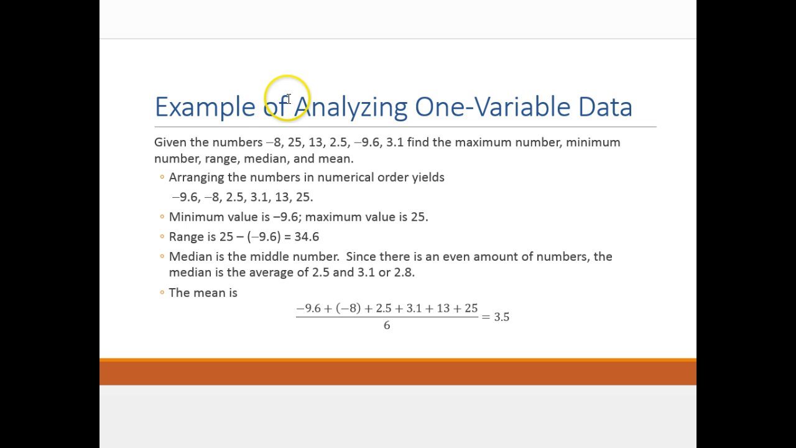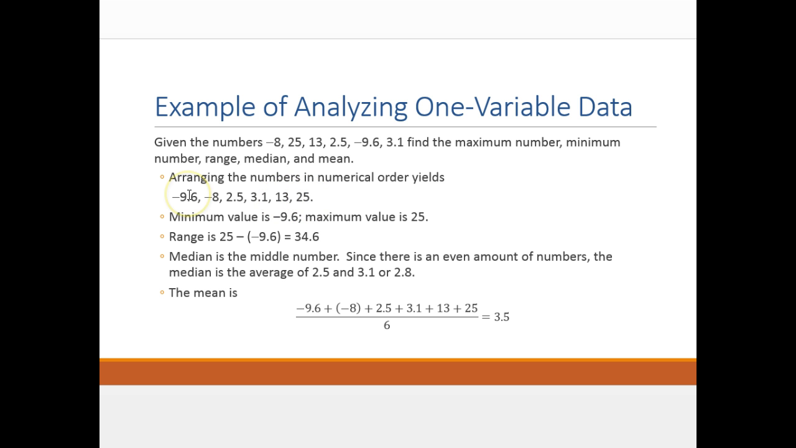We're given the following numbers: negative 8, 25, 13, 2.5, negative 9.6, and 3.1. And we're going to be asked to find the maximum, the minimum, the range, the median, and the mean. Now, when we first start doing this, one of the best ways to organize your data is to start by rearranging it. We're going to do that by putting it in ascending order. So we have negative 9.6, negative 8, 2.5, 3.1, 13, and 25.